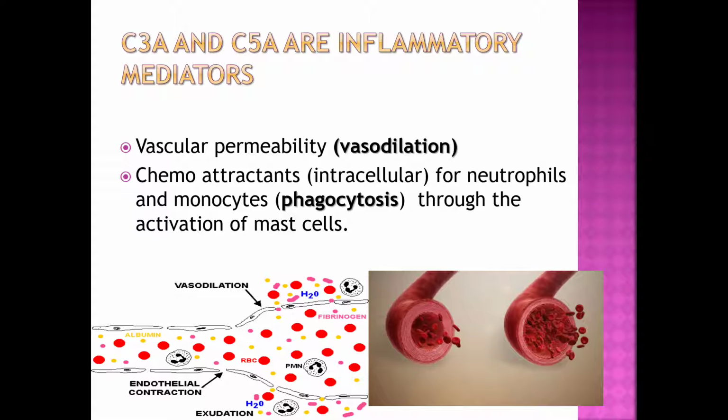As we discussed earlier in the previous slide, C3a and C5a are the inflammatory mediators which promote vasodilation and increase vascular permeability, and are also responsible for the chemoattractants. The chemoattractants are actually responsible for the attraction, or chemotaxis, of the neutrophils and monocytes for phagocytosis. And this is with the help of activation of mast cells. When mast cells are activated, they release certain chemoattractants, and then they will attract the neutrophils and monocytes.